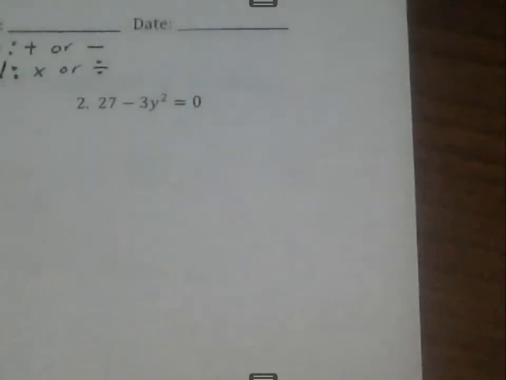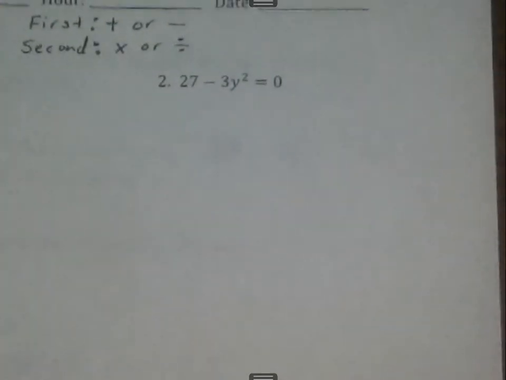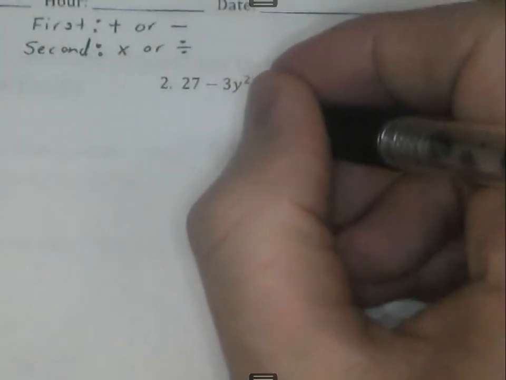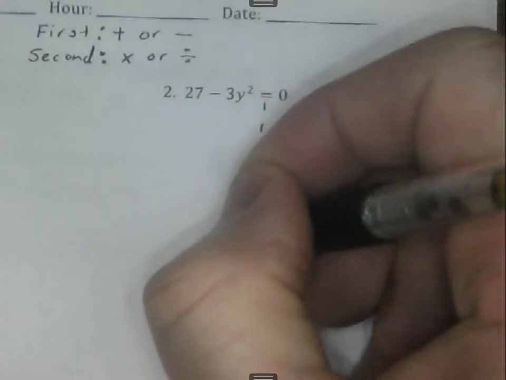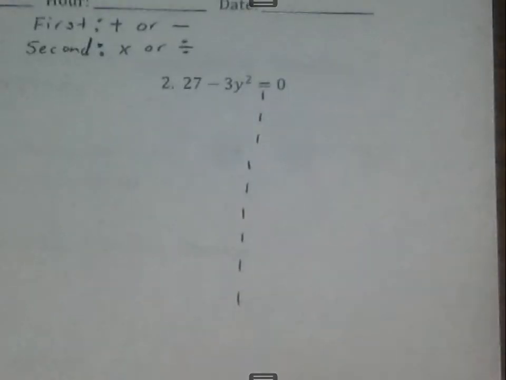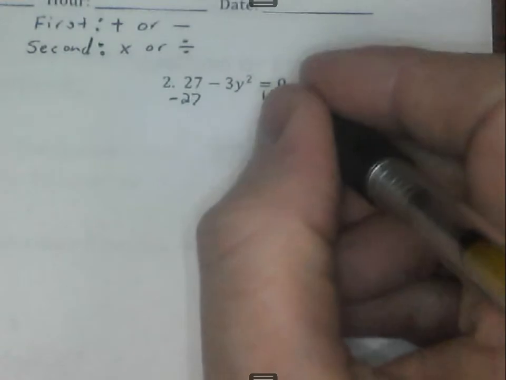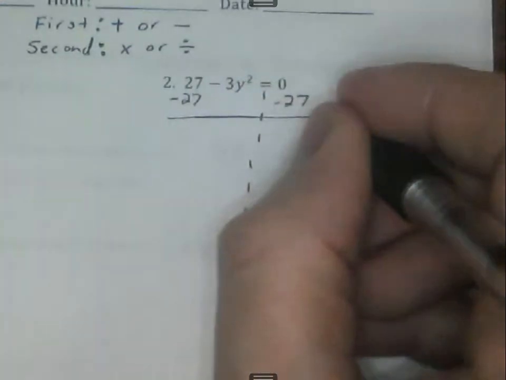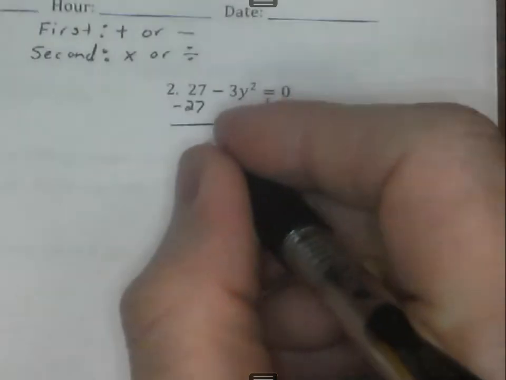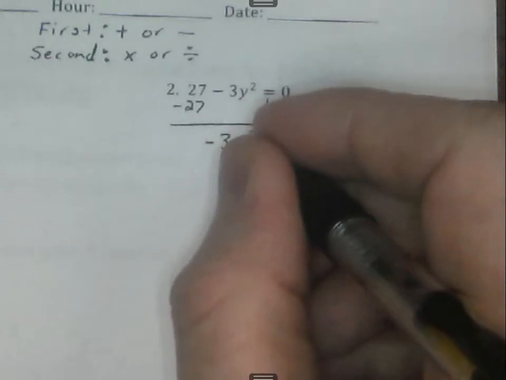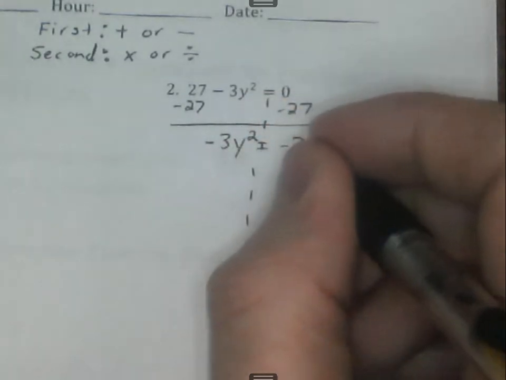Number 2. First thing that we want to do is we want to add or subtract. I'm going to draw my line down here so that I know what I do to one side I have to do to both sides. I'm going to begin by subtracting 27. When I subtract 27, I now have negative 3y squared is equal to negative 27.